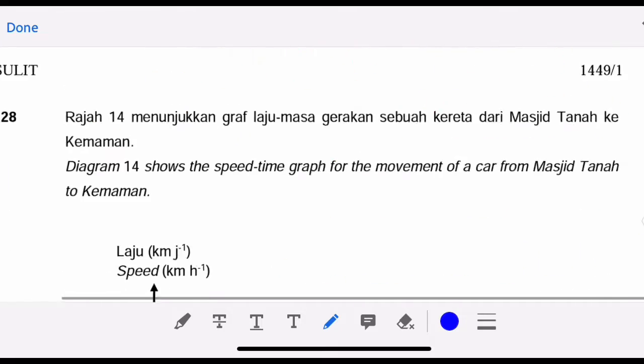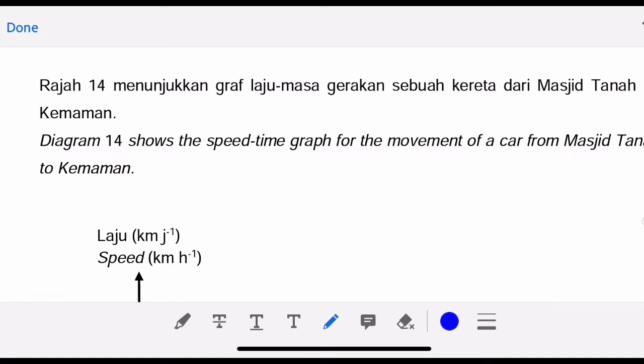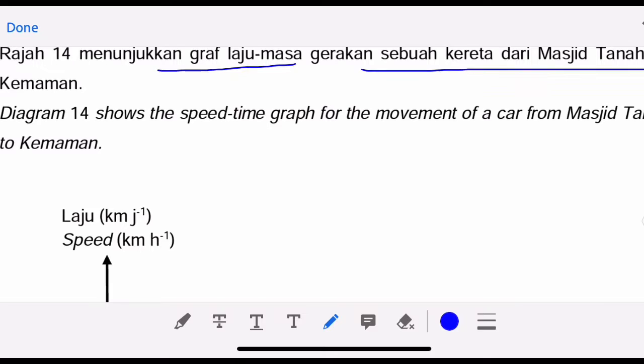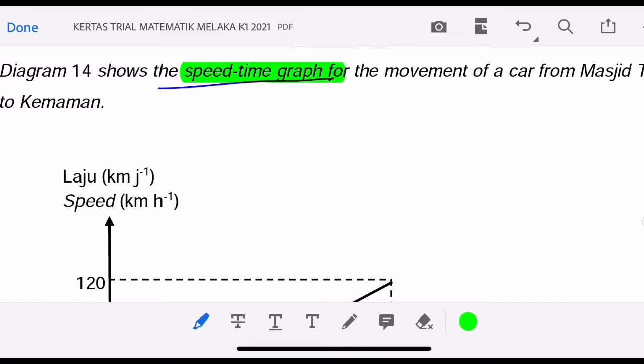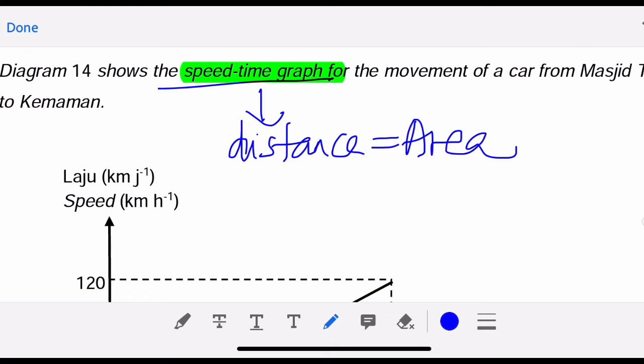Alright, let's proceed to question 28. Diagram 14 shows the speed-time graph of the motion of a car from Masjid Tanah to Kemanman. Okay, diagram 14 shows the speed-time graph. A speed-time graph means that the area under the line is the distance. So we must find the area under the graph of a car from Masjid Tanah to Kemanman.